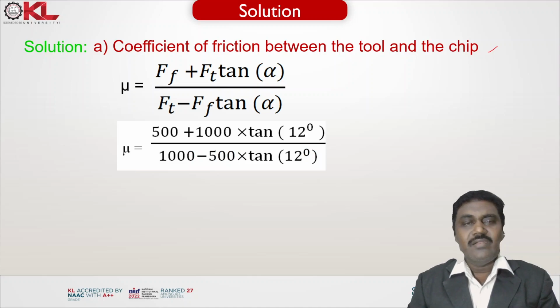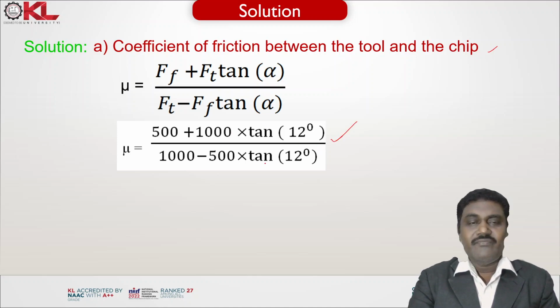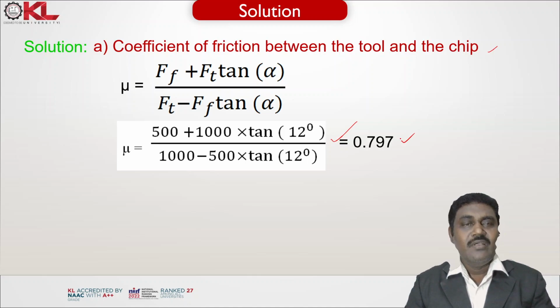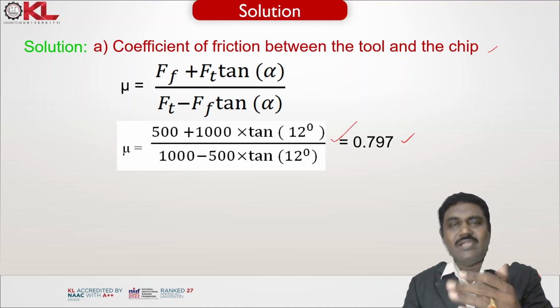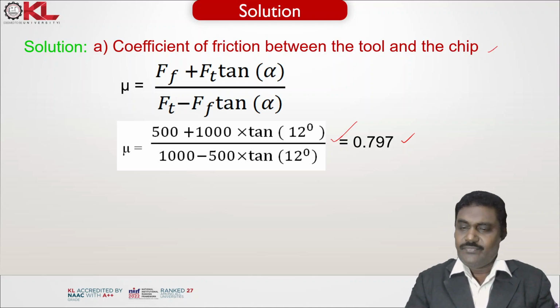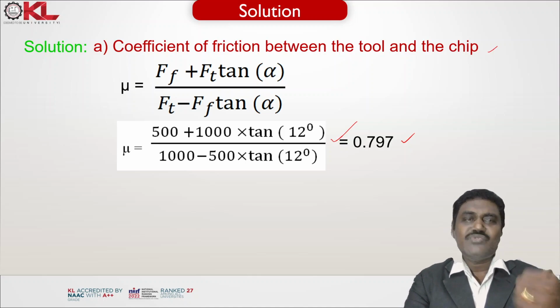Here the frictional force, the tangential force and the tool rake angle alpha are given. So you have to find mu: substitute all the data into this equation, then you can find the mu value. The mu value obtained is 0.797. So the coefficient of friction between the tool and chip can be found using this formula. Okay, now the first bit A is over.